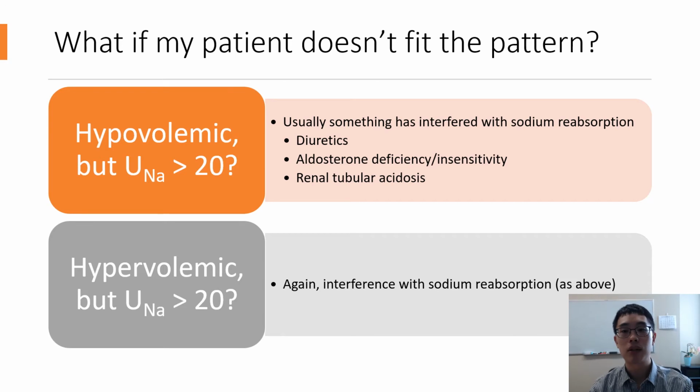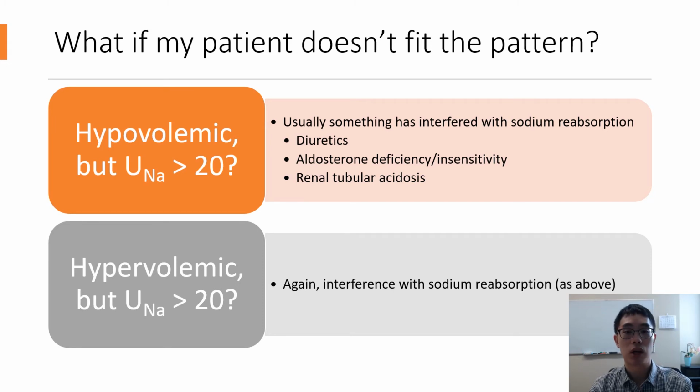So we have talked about different patterns of volume status in hyponatremic patients and what to expect in terms of their urine sodium concentrations. But sometimes we don't quite get the results that we want, as is typical in medicine. So what do we do in these situations, and what do these situations mean, and how do we deal with them? Remember that in a hypovolemic patient, we typically would expect a low urine sodium due to the high aldosterone and high ADH state. But what if the urine sodium is actually high?